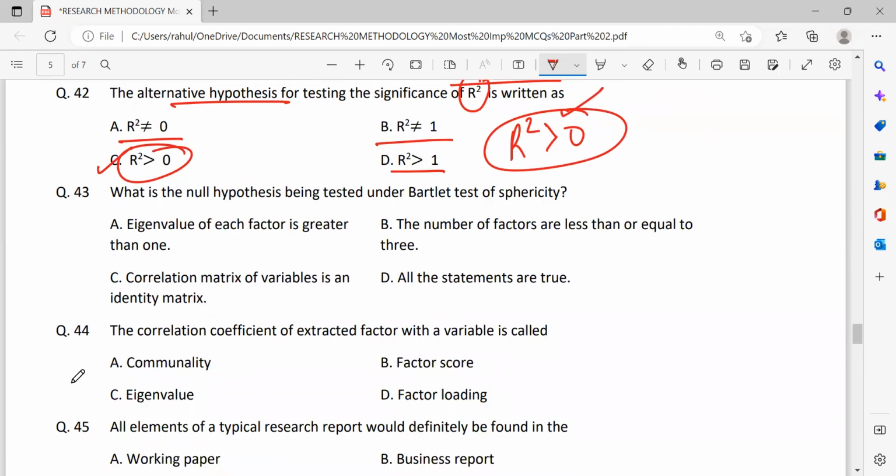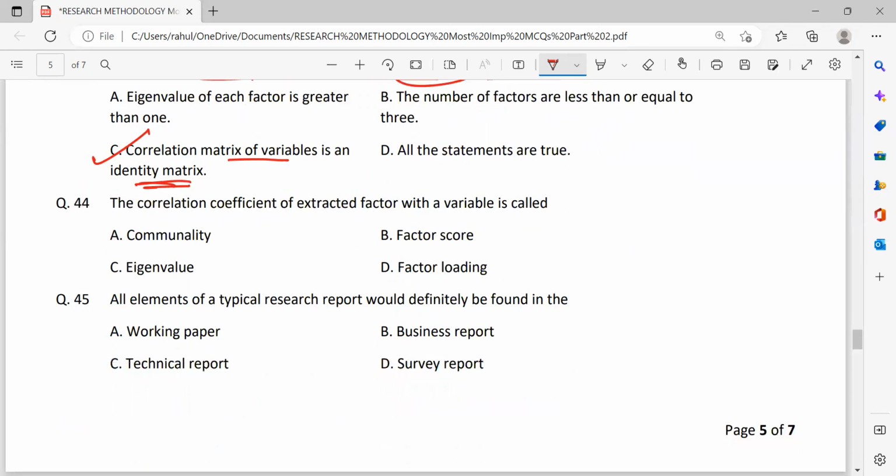Question number 43. What is the null hypothesis being tested under Bartlett test of sphericity? Eigenvalue of each factor is greater than 1. Option B, the number of factors are less than or equal to 3. Correlation matrix of variables is an identity matrix, or all of the above is true. Null hypothesis under Bartlett: correlation matrix of variables is an identity matrix. Option C is true.